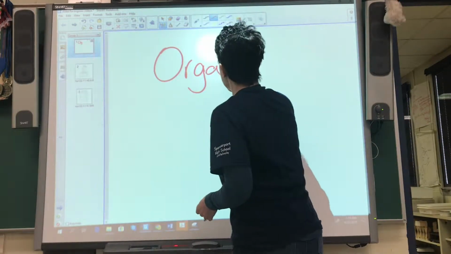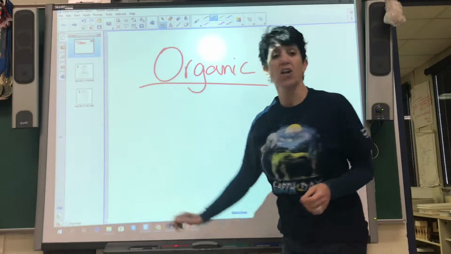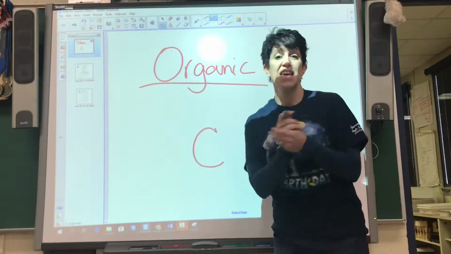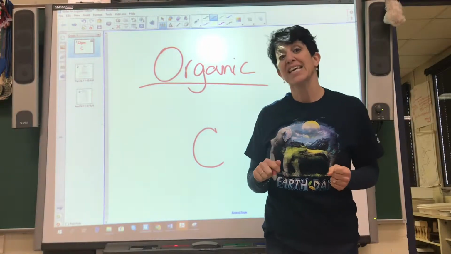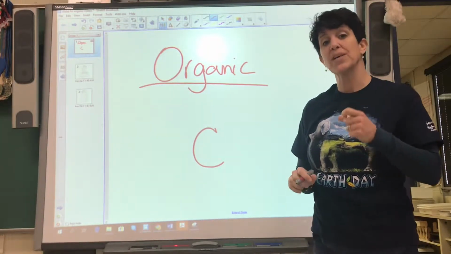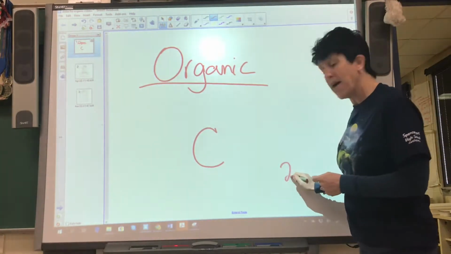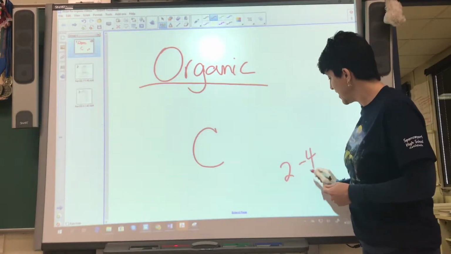So, organic chemistry is all about compounds that have the element carbon as their backbone. Carbon is really unique. It's element 6. So it's 6 electrons, 2 on the first shell, 4 on the next shell.